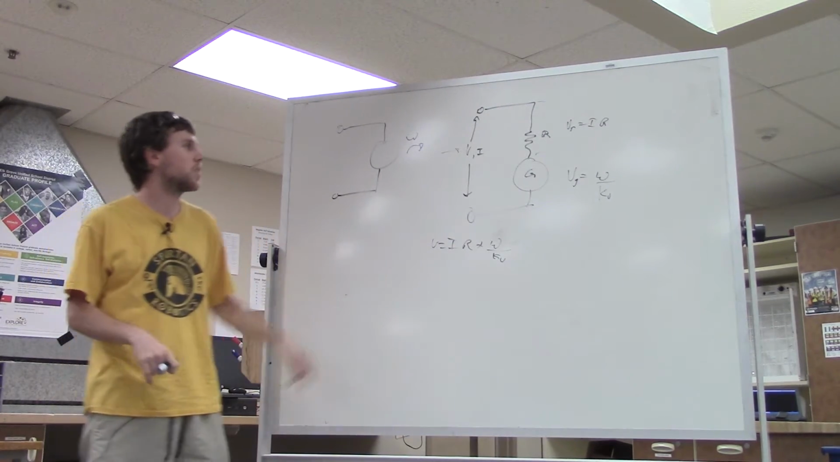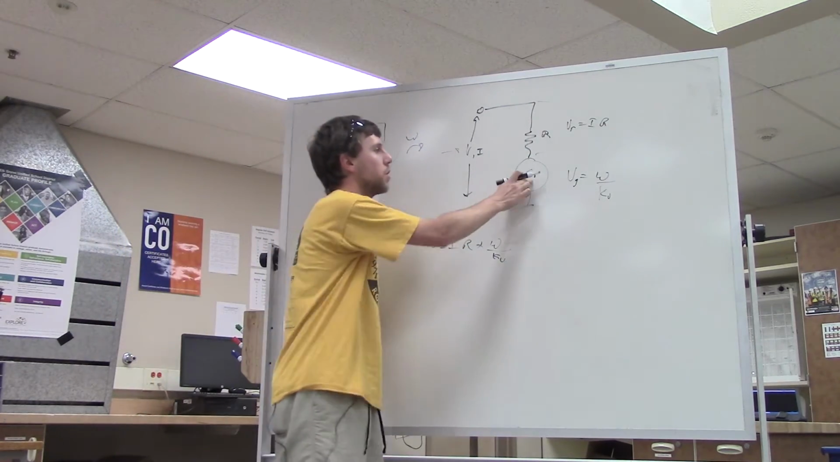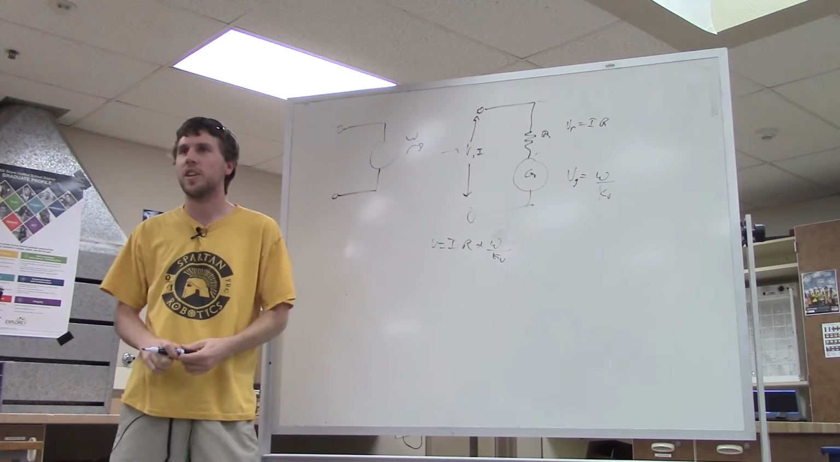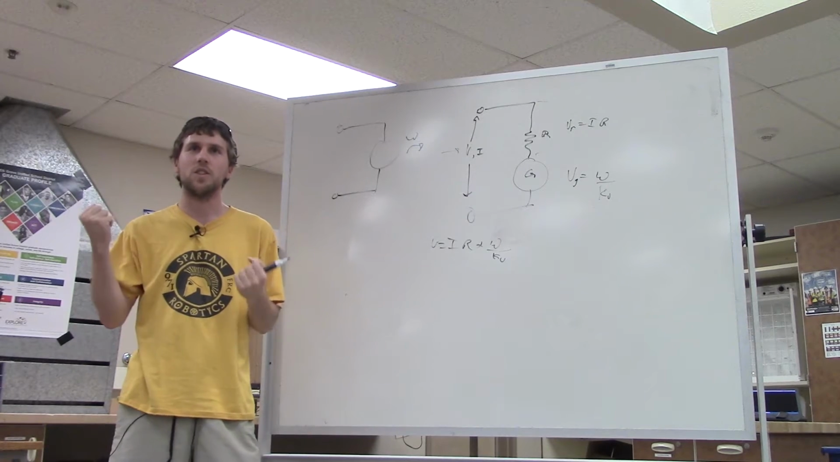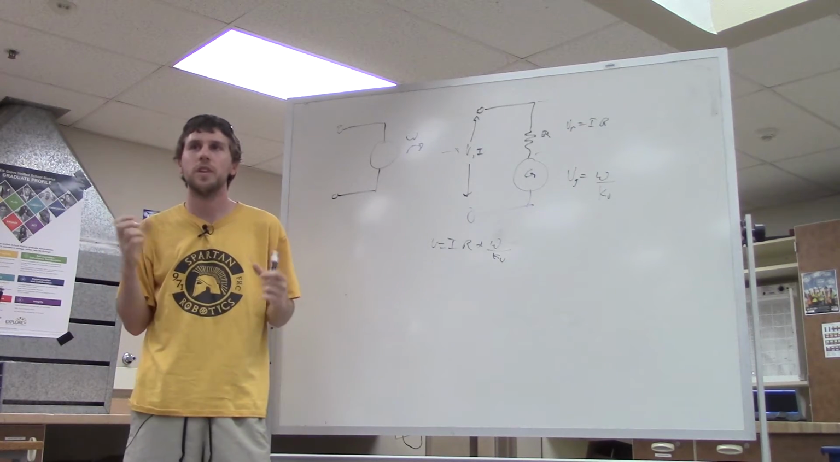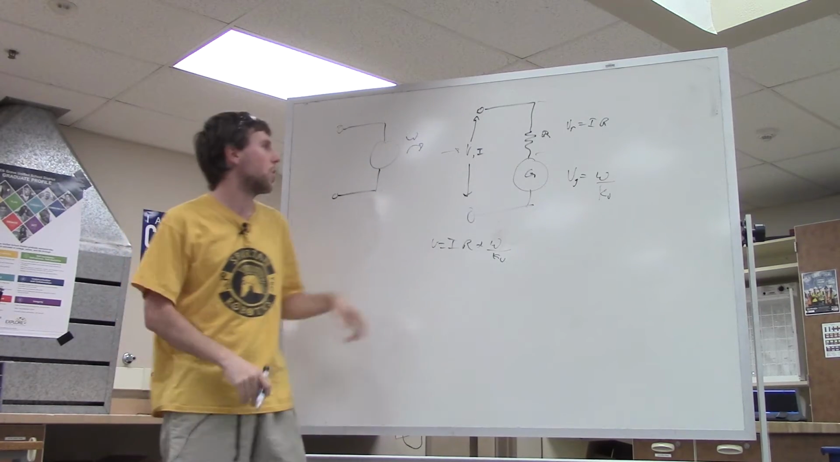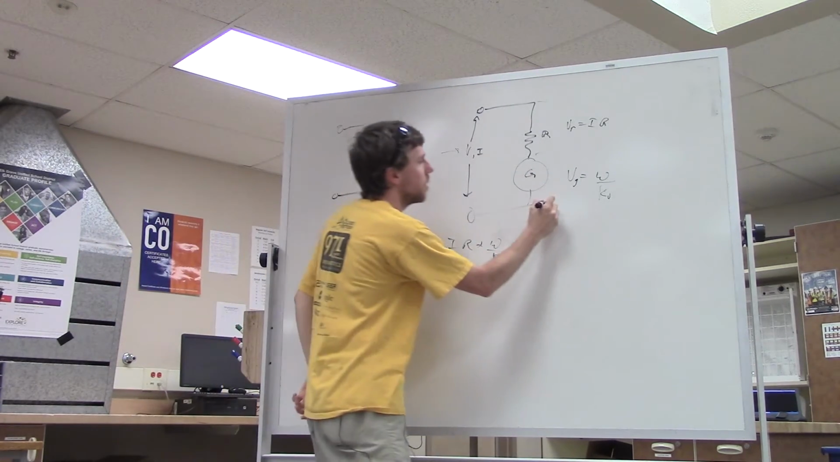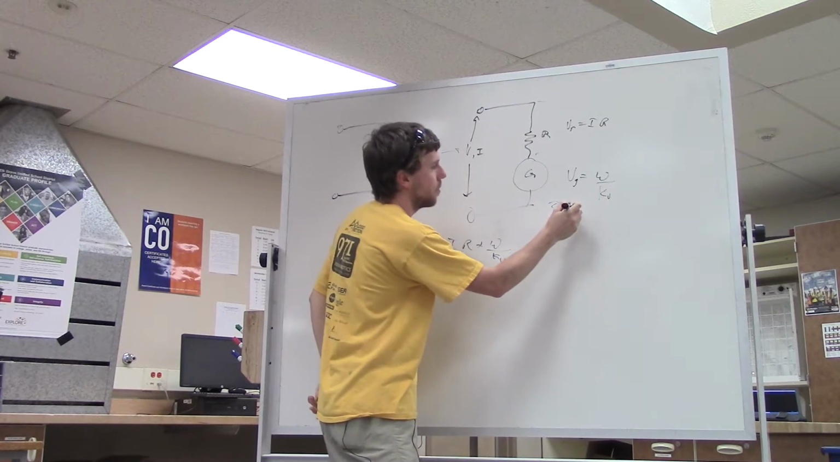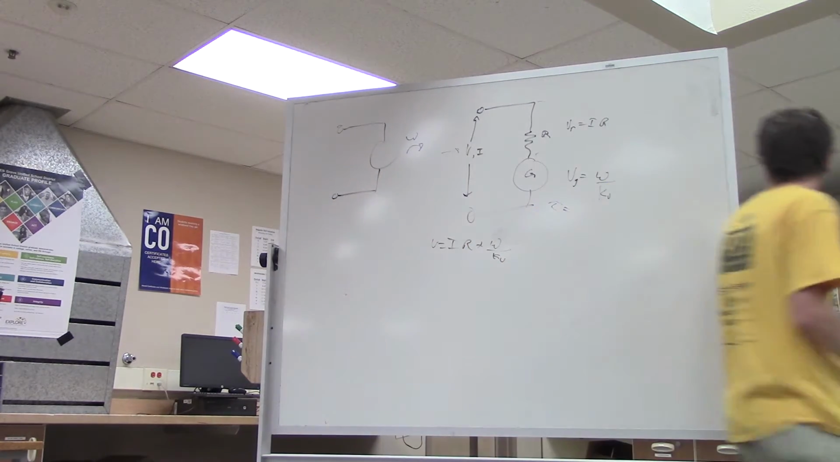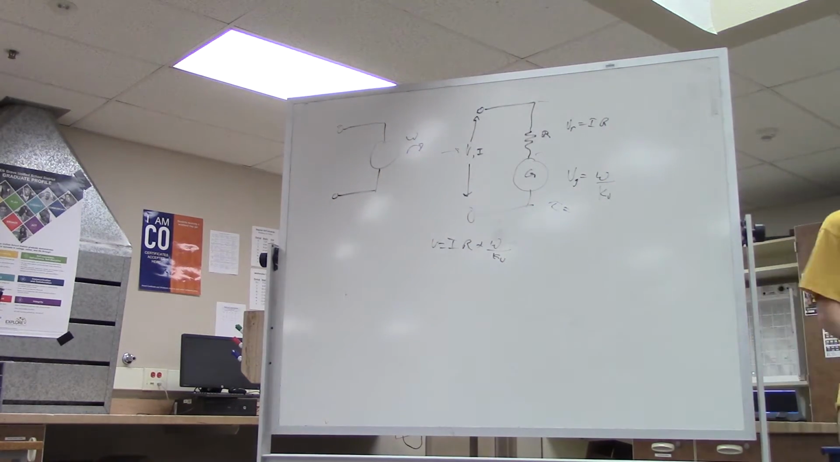So there's another equation that goes along with this. A motor has an angular velocity and it also has a torque. A torque is like you grab a wrench and you're tightening a bolt. It's the moment arm times the force. So the torque on the motor, tau, equals I times kT.